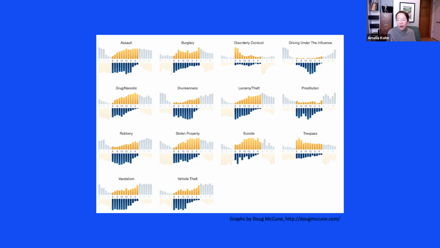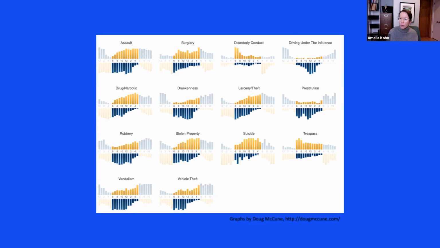So these are small charts, all laid out together to make it easy for your eyes to scan across charts and make comparisons. What we're looking at is crime data. Each little chart represents the prevalence of crimes at different times of day. The yellow bars on top show the prevalence of daytime crimes, and the blue bars on bottom show the prevalence of evening crimes. And we can see right away that, for example, driving under the influence and drunkenness occur more often during the night, and that suicide and trespassing occur more often during the day.